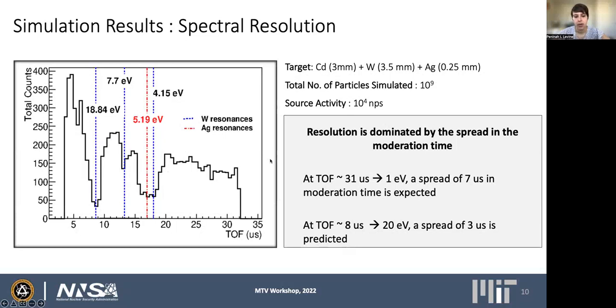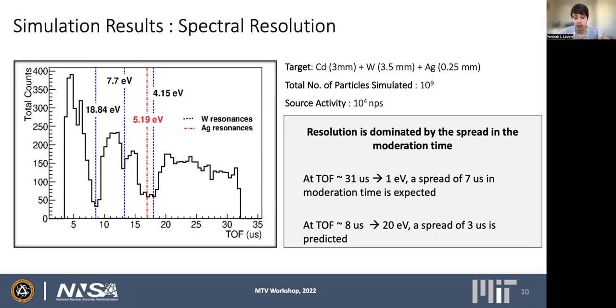An important thing to note about this system is that our resolution is dominated by the spread in moderation time. So we actually have a better resolution for our higher energy neutrons. This is because there are going to be fewer interactions to moderate that energy down in detector 1, which is the liquid scintillator, and because of that, there's going to be less spread in those moderation times. So for example, with a 1 eV neutron, we have a spread of about 7 microseconds, whereas for a 20 eV neutron, we have a spread of about 3 microseconds. And this is something that's unique to this system.